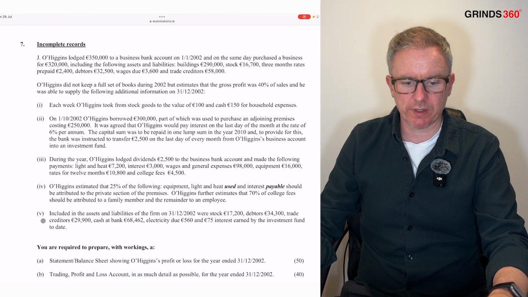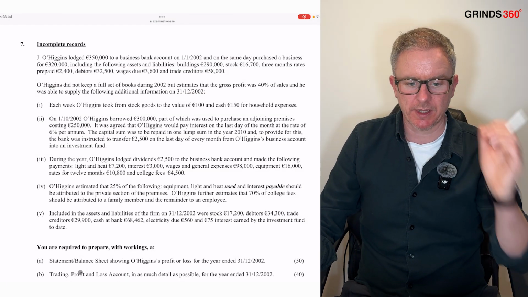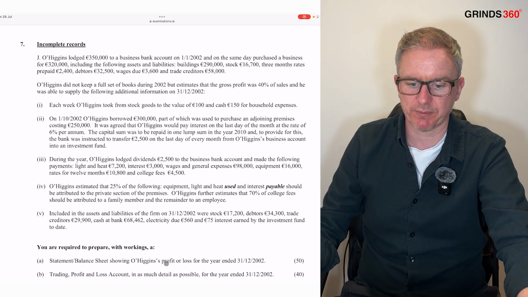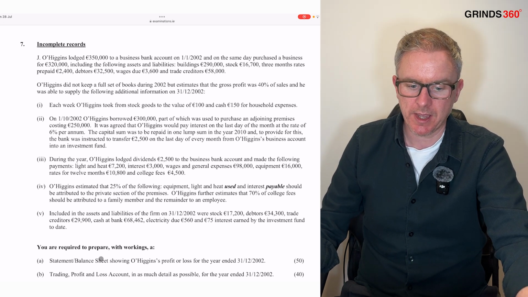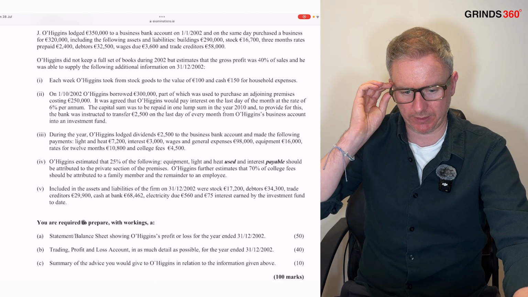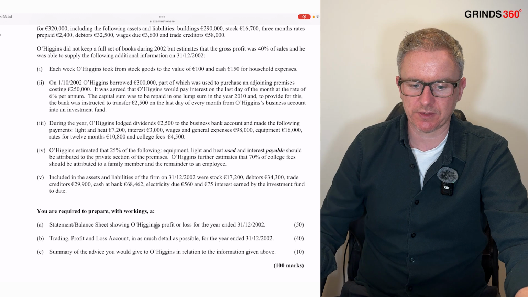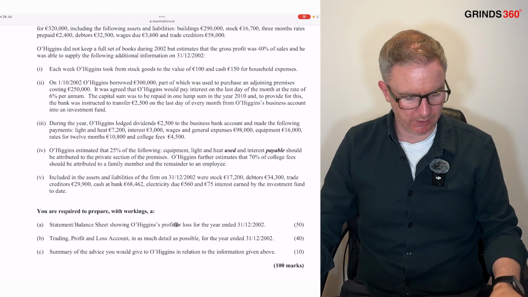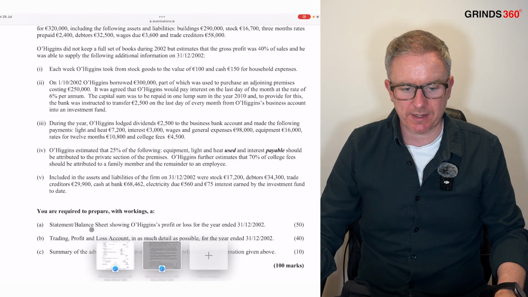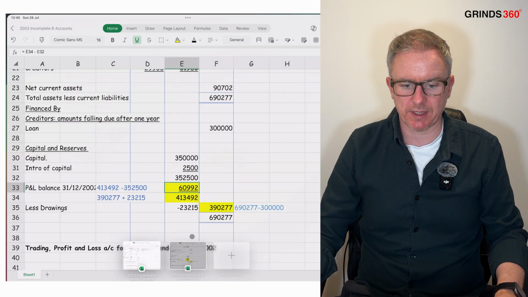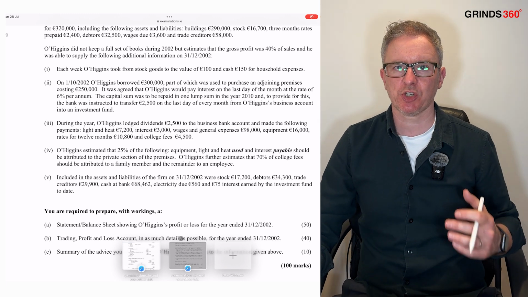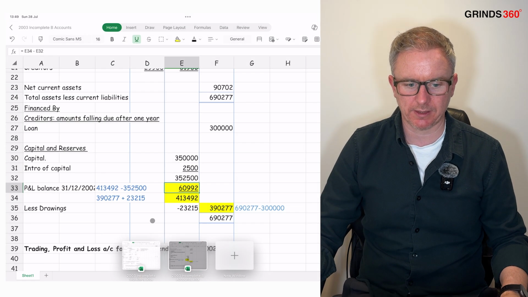So if you look at the wording on this, the first thing you were asked to do is to prepare with workings a statement, the balance sheet showing O'Higgins' profit or loss for the year ended. Now, it is most definitely the balance sheet and not a trading profit and loss account, all right? Even though it says you're trying to show the profit or loss, what they're referring to is figuring out this figure here. Our next thing is to write up the trading profit and loss account, and this is key here, in as much detail as possible. So we need to show as much as we can in that account.